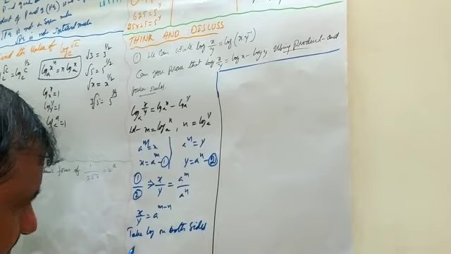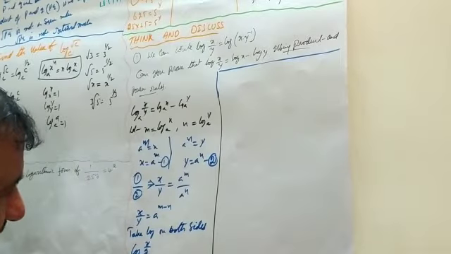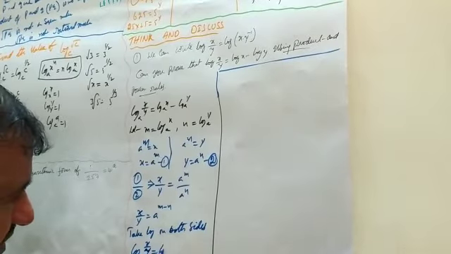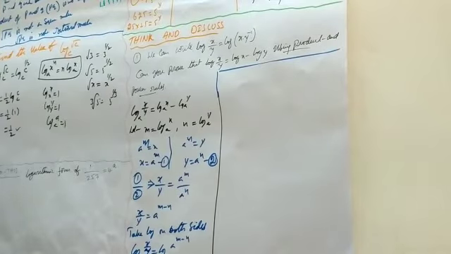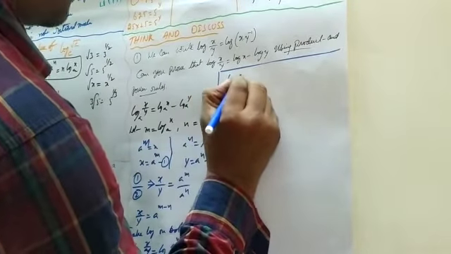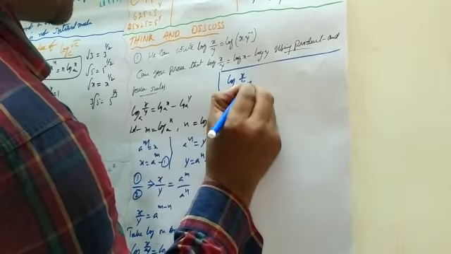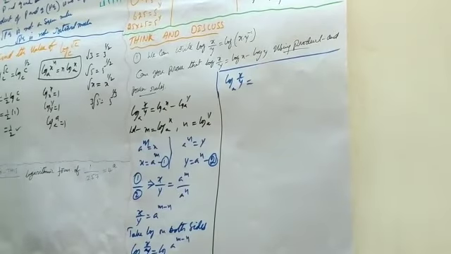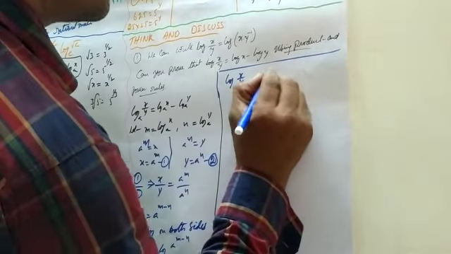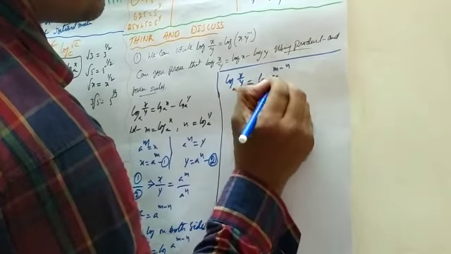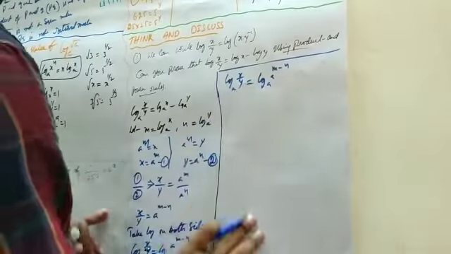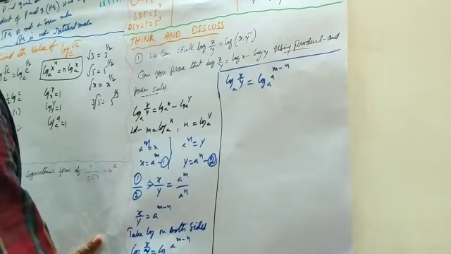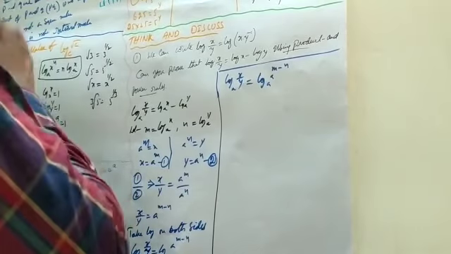Therefore, log x by y base a is equal to log a power m minus n base a. Already this formula is well known to you.